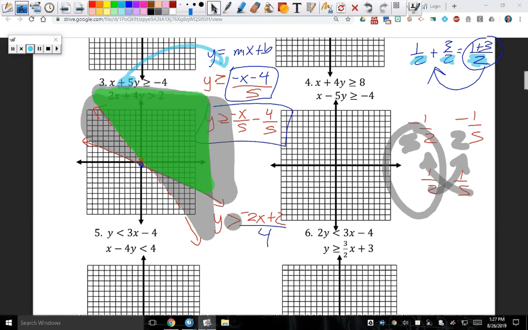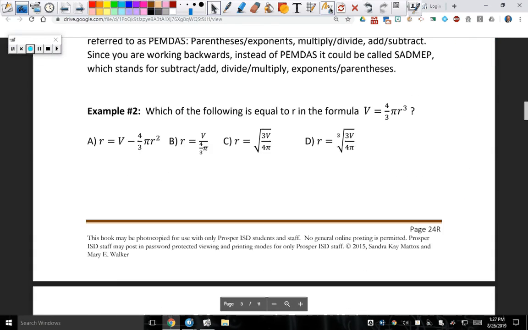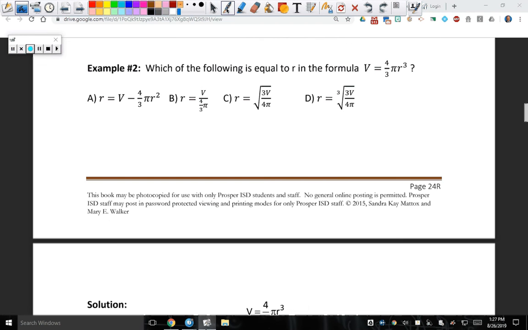Alright, that's just a quick review. That's enough of inequalities. Let's move on. Okay, solving for variables. Here we go. I have V is equal to 4/3 pi r cubed, which is the volume formula for a sphere. And I want you to solve for r.